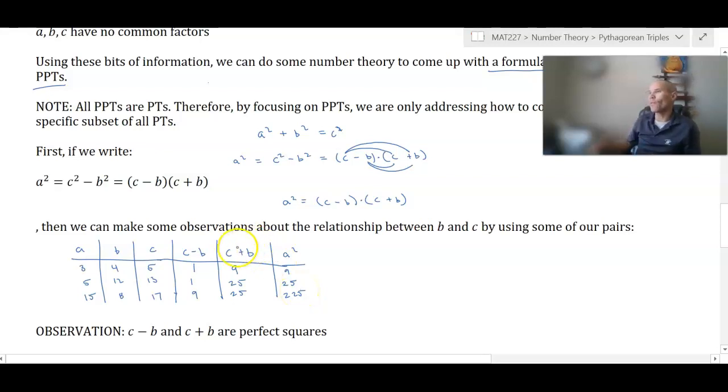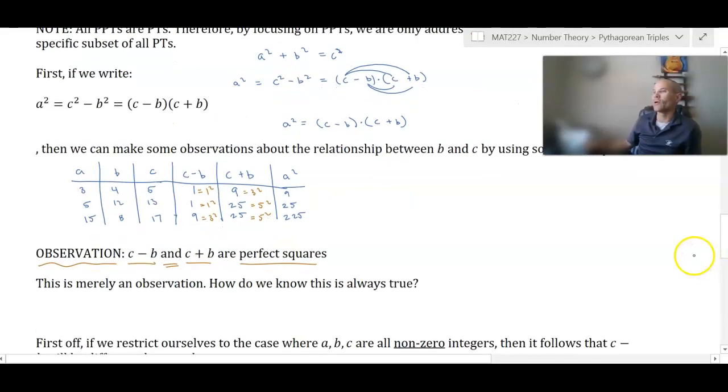Now we can keep on doing this, but one thing that I want you to notice is that C minus B and C plus B are themselves perfect squares, at least in these examples here. So notice that 1 is the same thing as 1 squared. 9 is 3 squared. 1 is 1 squared. 25 is 5 squared. 9 is 3 squared. 25 is 5 squared. So it appears as an observation that C minus B and C plus B are perfect squares, meaning that you can write them as the square of an integer. That's pretty cool. So how do we know that this is always true?